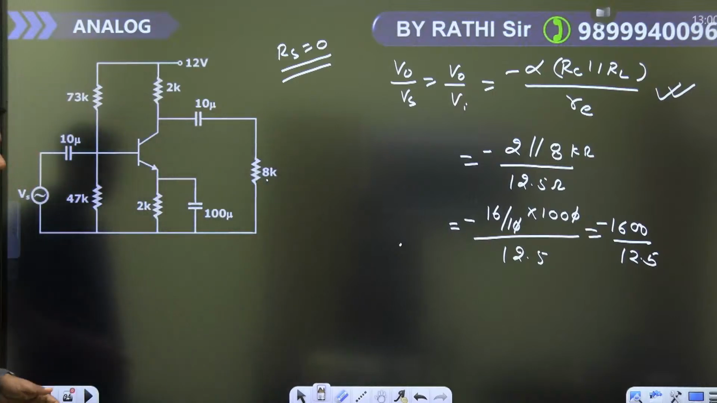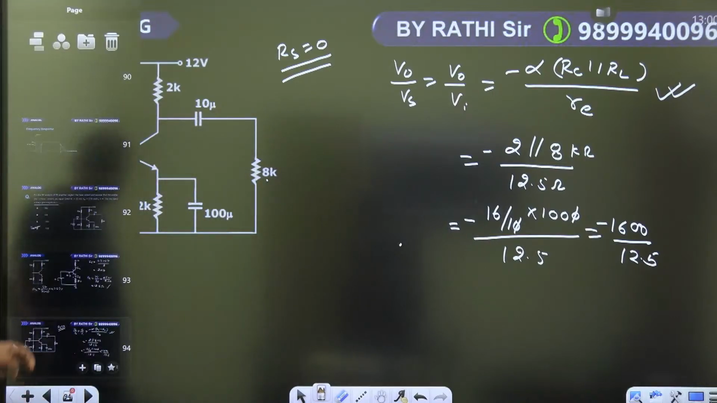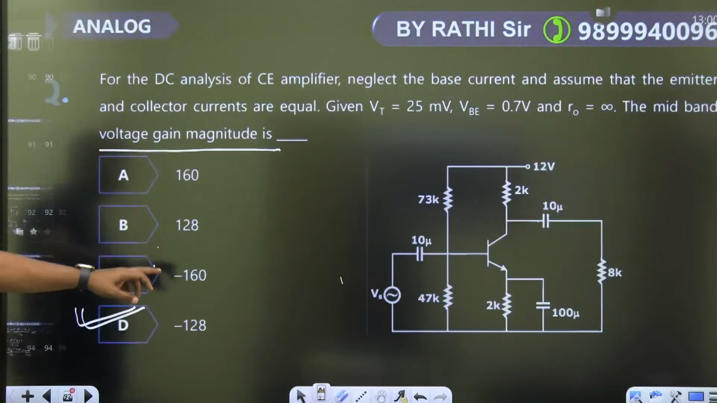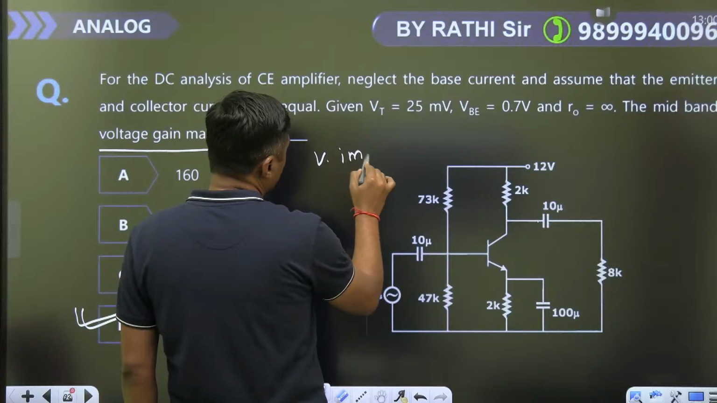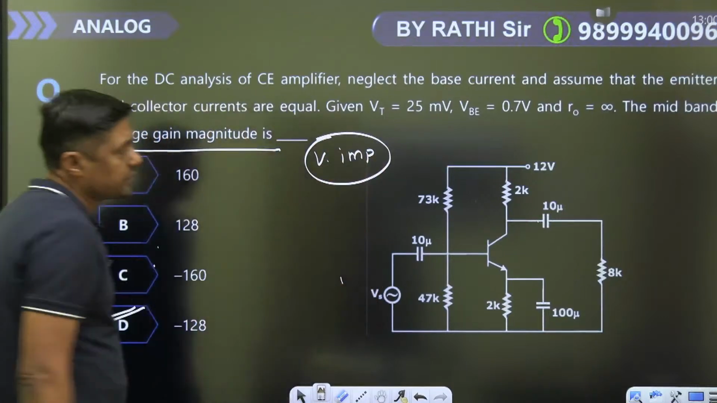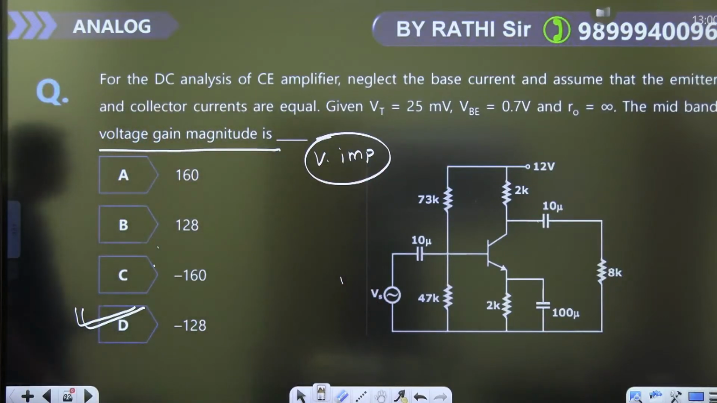Okay, this type of questions. So this is a very, very important diagram. Number of times, questions come from this diagram. Question from this particular diagram. Okay.